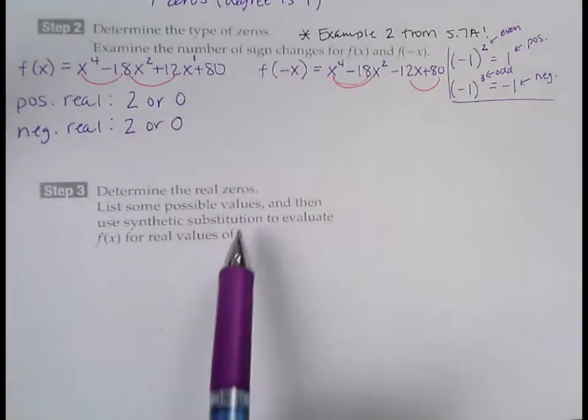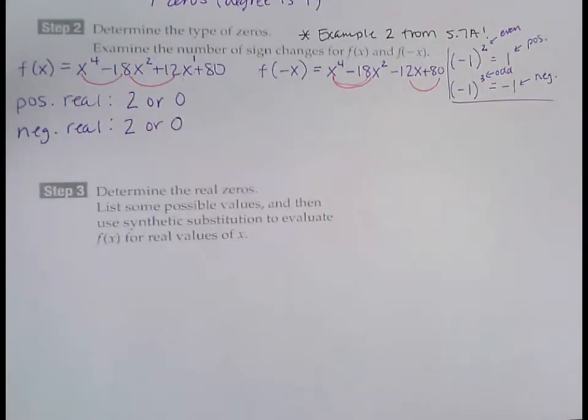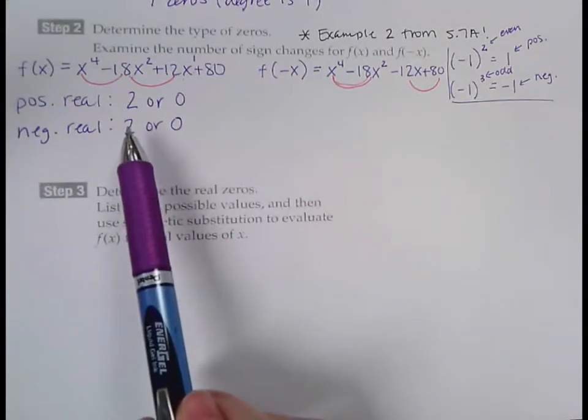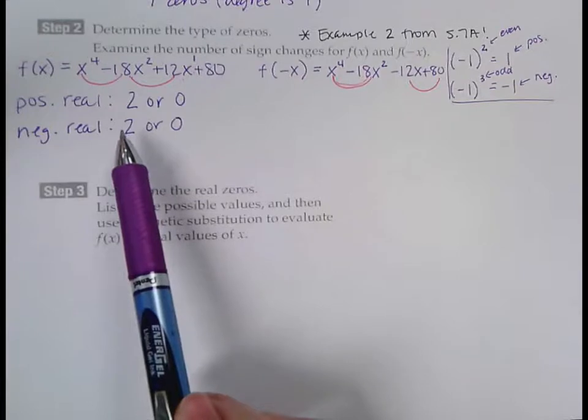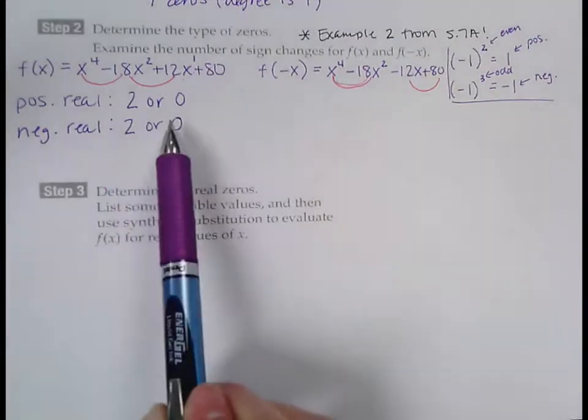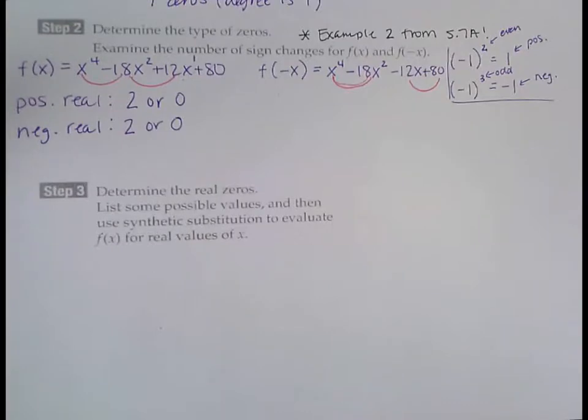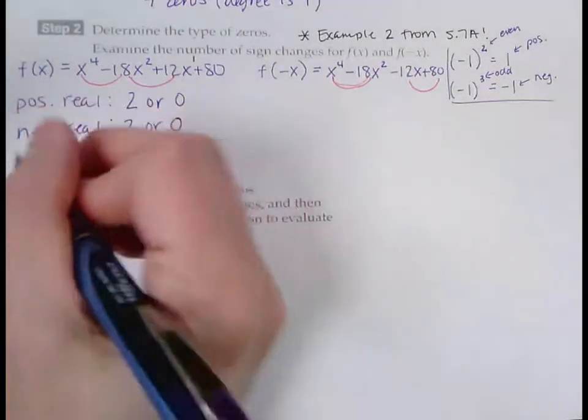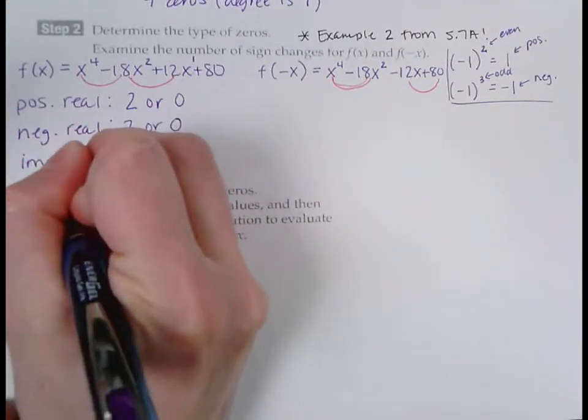So again, step 3, when I'm looking for zeros, if I find one negative number that works, I know a second one has to work. Because I either have 2 of them or I don't have any at all. Okay, so this is just finding the possible number you could have. We still have to find the possible number of imaginary.